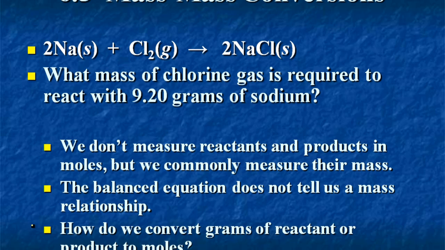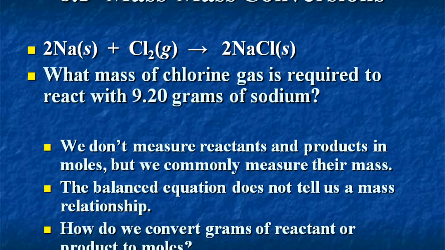The question is, what mass of chlorine gas is required to react with 9.20 grams of sodium? Note that it is asking what grams of chlorine is required, and the amount of sodium is also given in grams, not moles anymore. So you cannot just take the mole ratio and multiply. You cannot, right? Because this is grams, this is not moles. If the question was asking 9.2 moles of sodium, yes, you can multiply that by the mole ratio and you will get moles of chlorine. But here the question is all about mass.